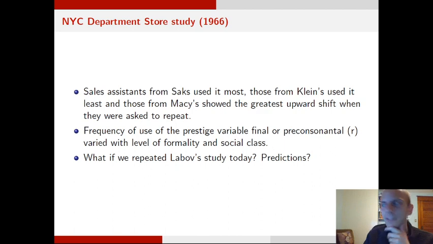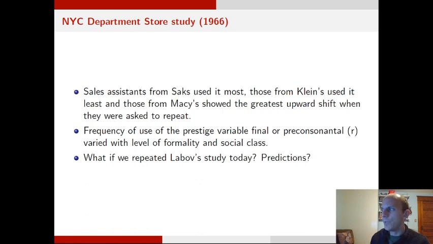So what do you think? And this is just quick before we move on. We're spending a lot more time here on this first study than we probably are going to on the next two. But what do you think would happen if we repeated Labov's study today? Right, this is in the 60s. And again, it had questionable methodology from a couple different perspectives. What do you think would happen if we did this again?